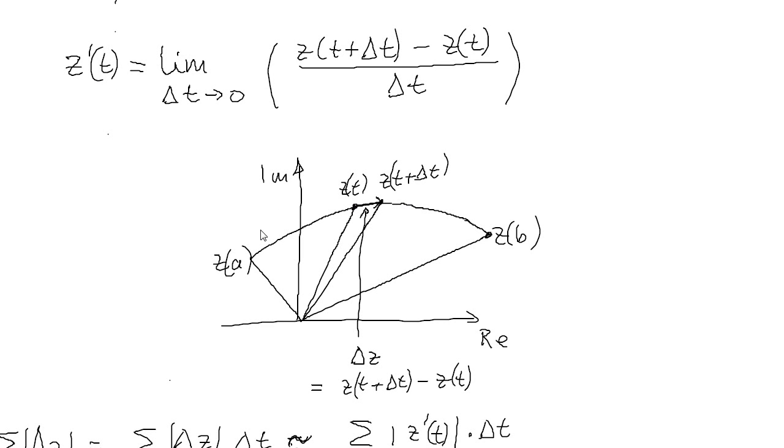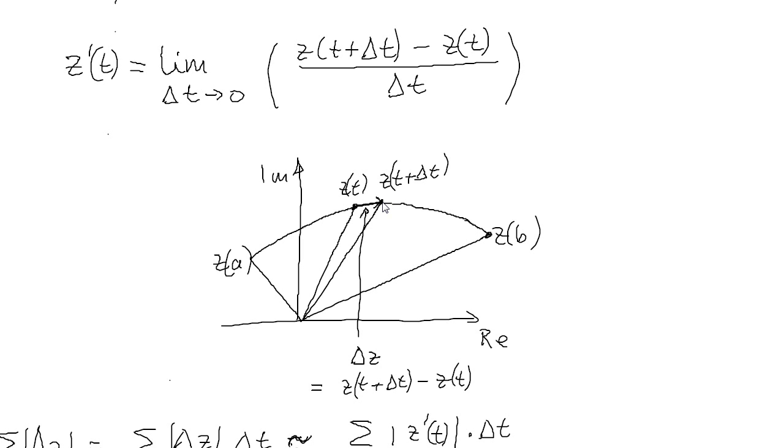If z(t) is the curve from this point, z(A), to z(B), the curve or arc if you like, then the derivative of z with respect to t can be written by this definition: the limit as delta t goes to 0 of z(t plus delta t) minus z(t) over delta t. This difference may be considered as some vector from this point, z(t), to this point.